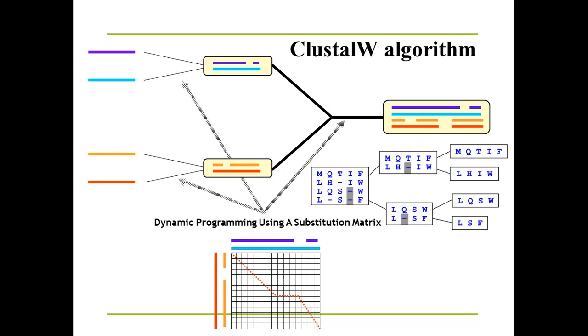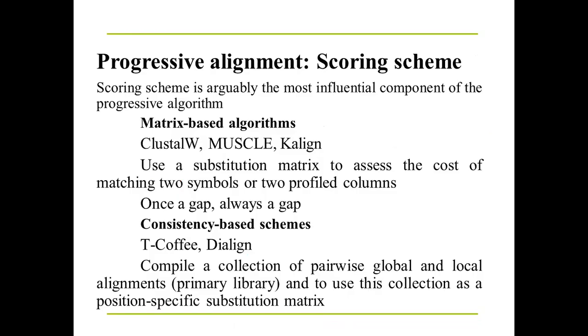So Clustal W actually works on this algorithm. If there are 4 sequences, Clustal W will align 1, 2 first, and then 3, 4. After that, Clustal W will align the result of 1, 2 with the result of 3 and 4, so that it will be more similar and more accurate. After that, we have progressive alignment, which has a specific scoring scheme. That scoring scheme is arguably the most influential component of the progressive algorithm.